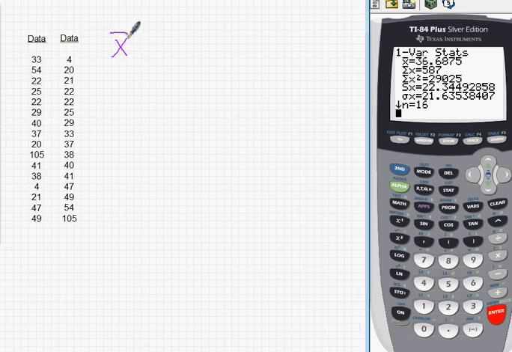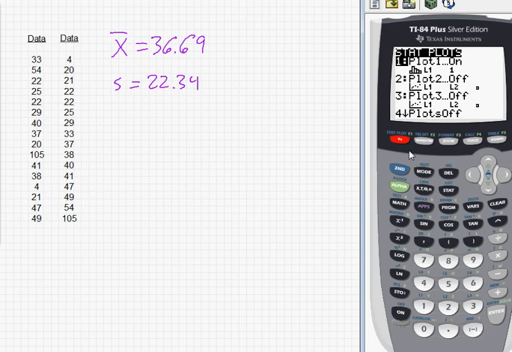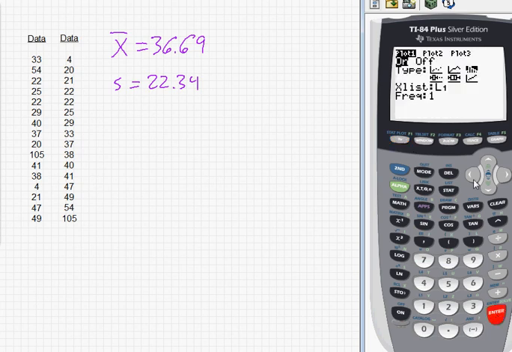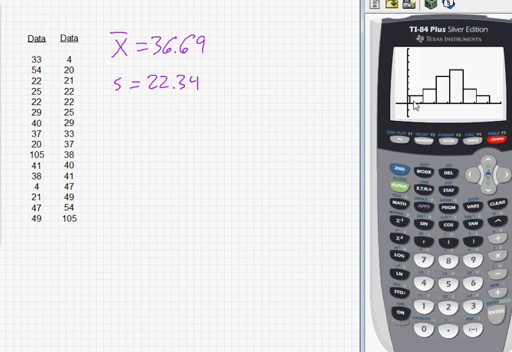So the mean is 36.69. Sample standard deviation is 22.34. If we were to look at this distribution, and this is very much like looking at the box whisker plot, but we'd use a histogram. So we can set up our Plot 1, which is a histogram, L1, that looks good. And we have the window settings, which I've already set. And here we have our nice histogram.